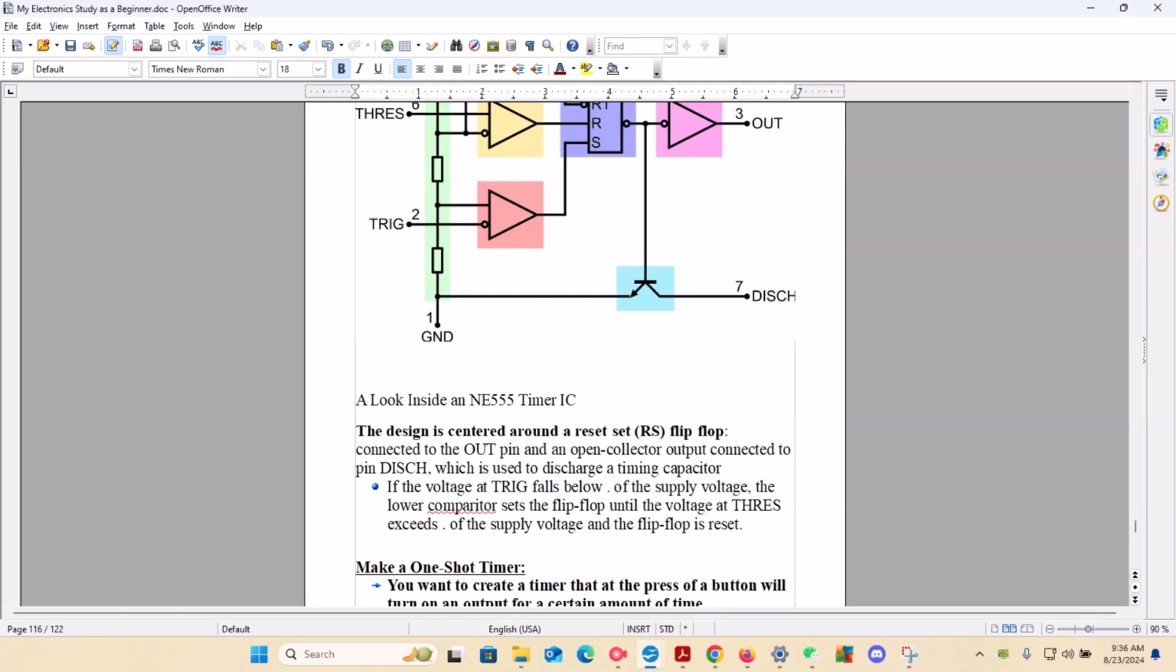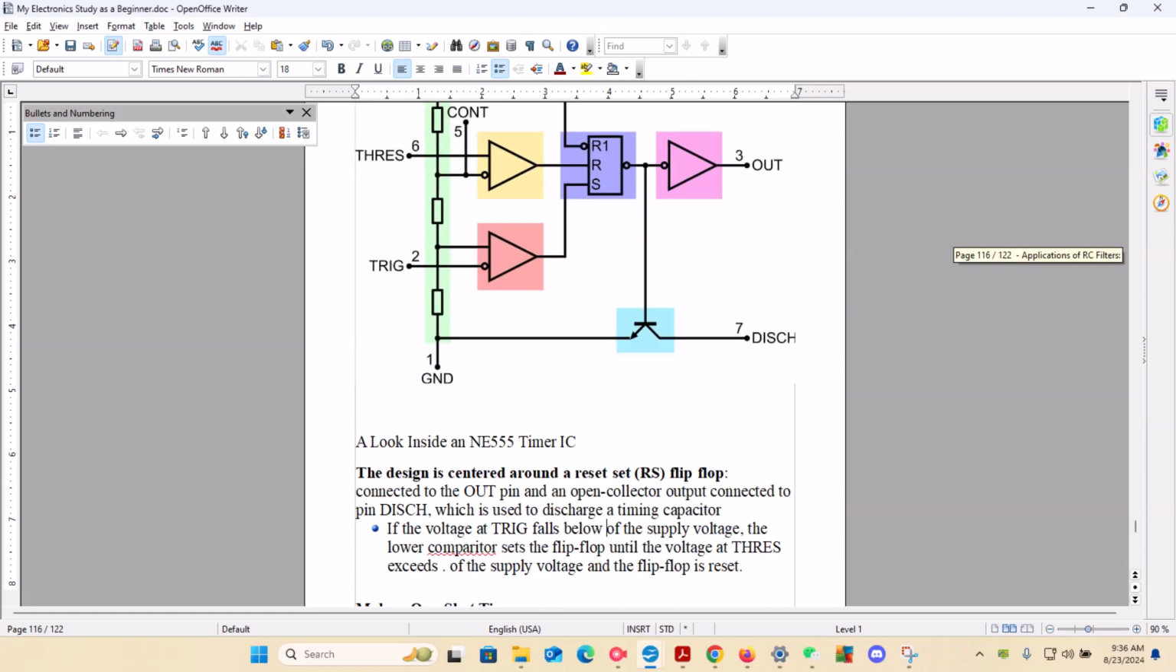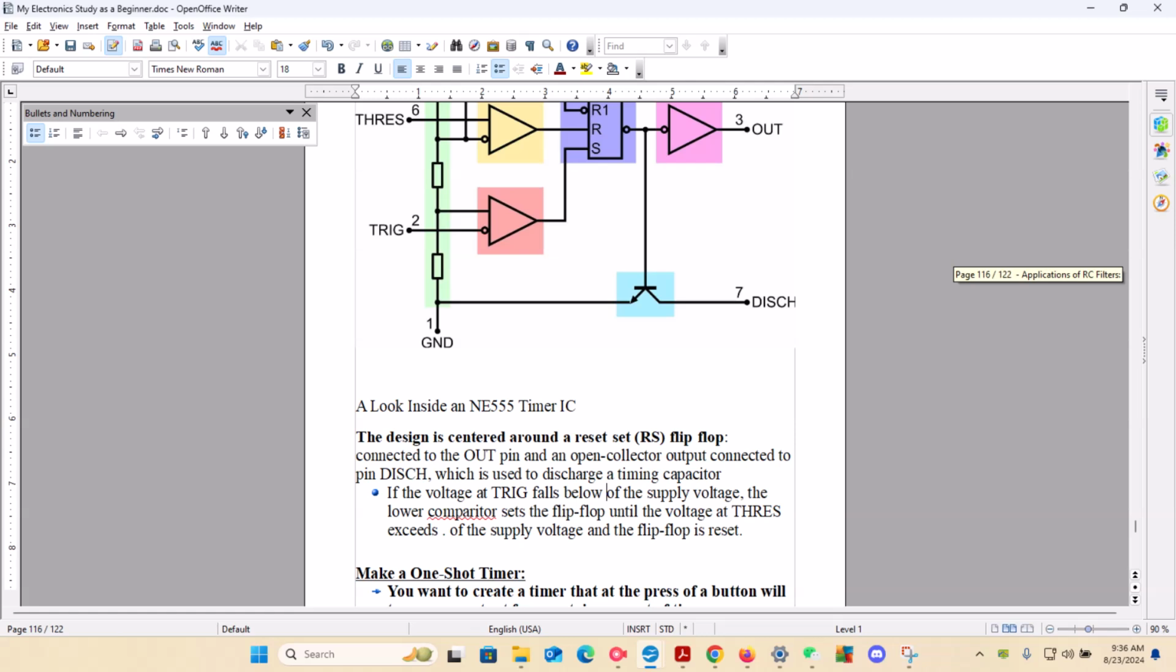Now, if the voltage at trig falls below a fraction of the supply voltage, I wanted to move this up here, the lower comparator, this is called the comparator, sets, and by the way, that's not a typo. The lower comparator sets the flip-flop until the voltage of THRES, that's the threshold, exceeds a fraction of the supply voltage, when the flip-flop is reset. And I'm not talking about sandals.